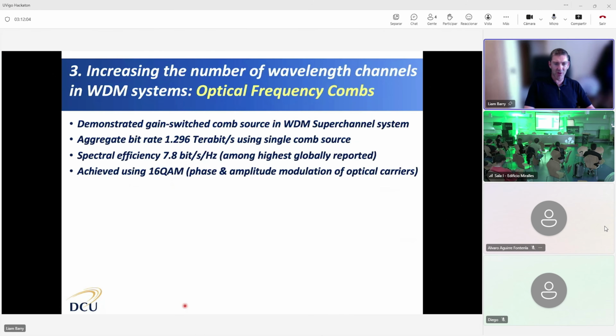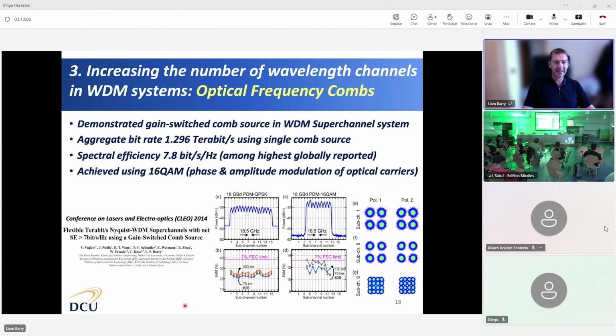Yeah, so this just shows one experiment that we did a number of years ago, where at the time this was the highest spectral efficiency, in terms of the number of bits per second per hertz, sent over an optical fiber using an optical frequency comb source that we had developed.